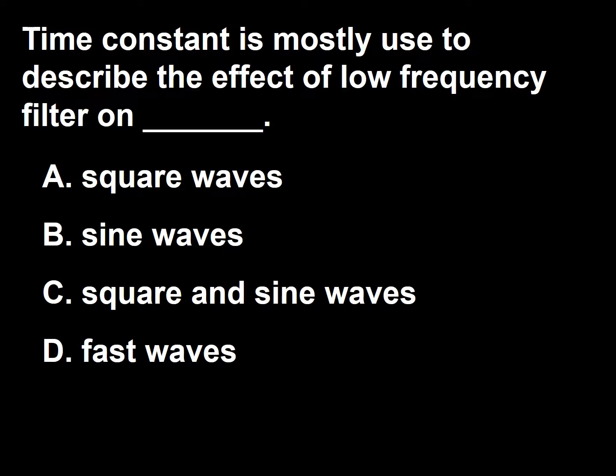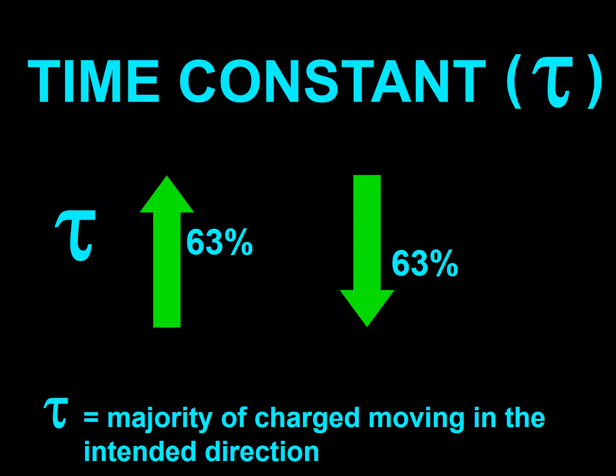Next question. Time constant is mostly used to describe the effect of low frequency filter on A, square waves, B, sine waves, C, square and sine waves, D, fast waves. Time constant from a pure physics point of view represents the time it takes for a resistance capacitor circuit to charge or discharge 63% of its ultimate value. In EEG lingo, time constant is linked to the functioning of low-frequency filters and the behavior of square waves.